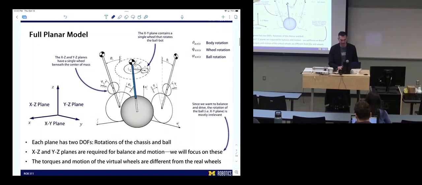Okay. So let's go back through the full planar model real fast. This I thought you were tracking. We're taking this three-dimensional ballbot and splitting it into 2 planar models. We're going to handle each one of those planes separately. And that's what's going to end up happening.